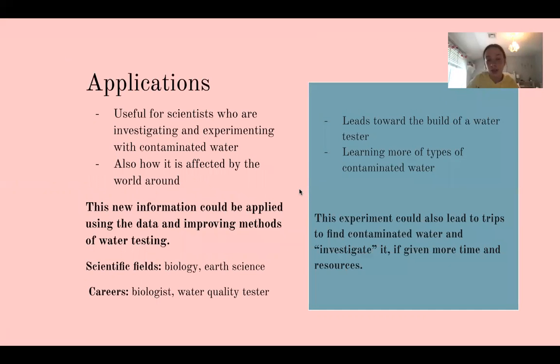This experiment is useful for scientists who are investigating and experimenting with contaminated water and how it is affected by the world around us. This new information could be applied using the data in improving methods of water testing. The scientific fields that it can be used in are biology and earth science, and the careers are biologist and water quality tester. This leads towards the build of a water tester and learning more types of contaminated water. This experiment could also lead to trips to find contaminated water and investigate if given more time and resources.